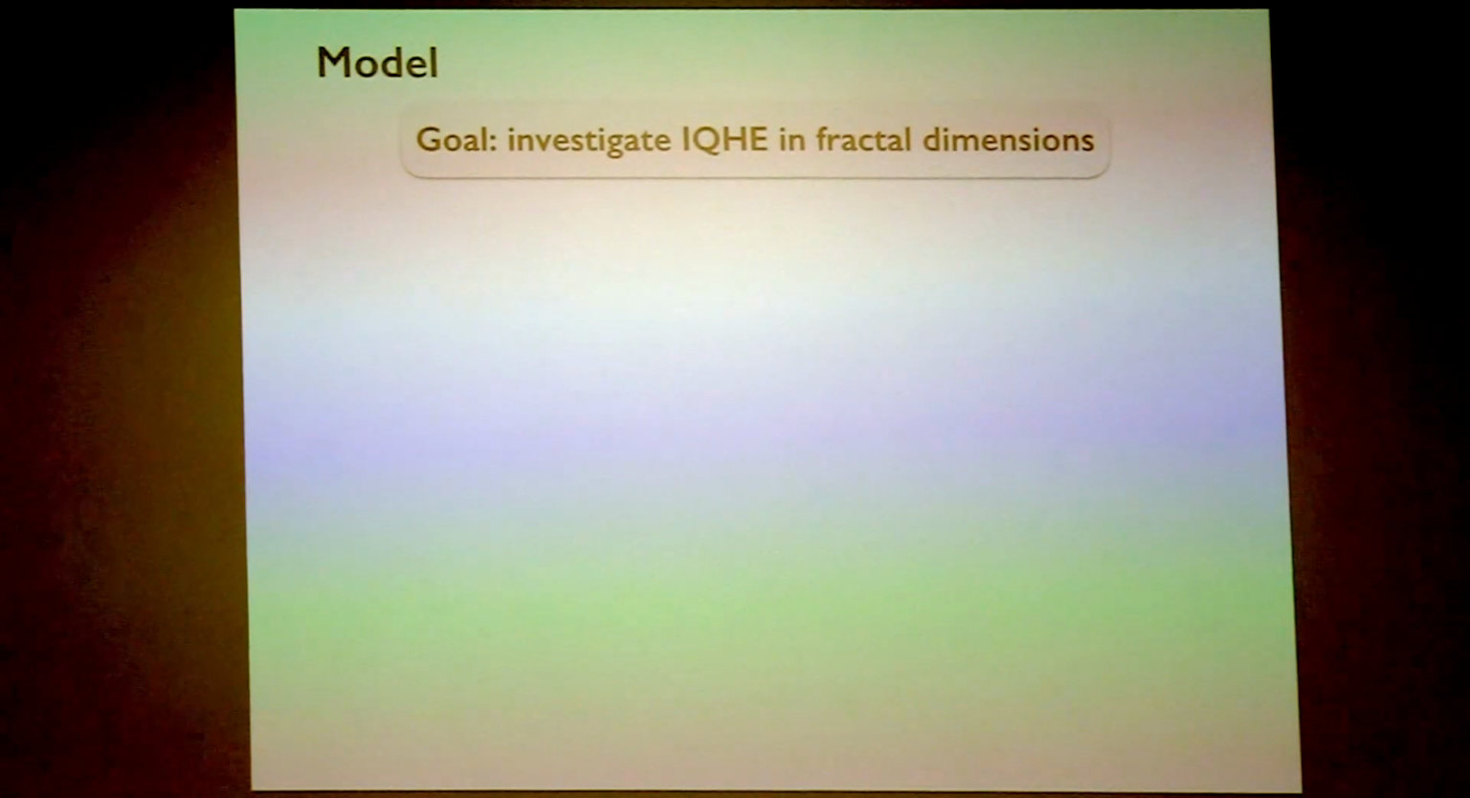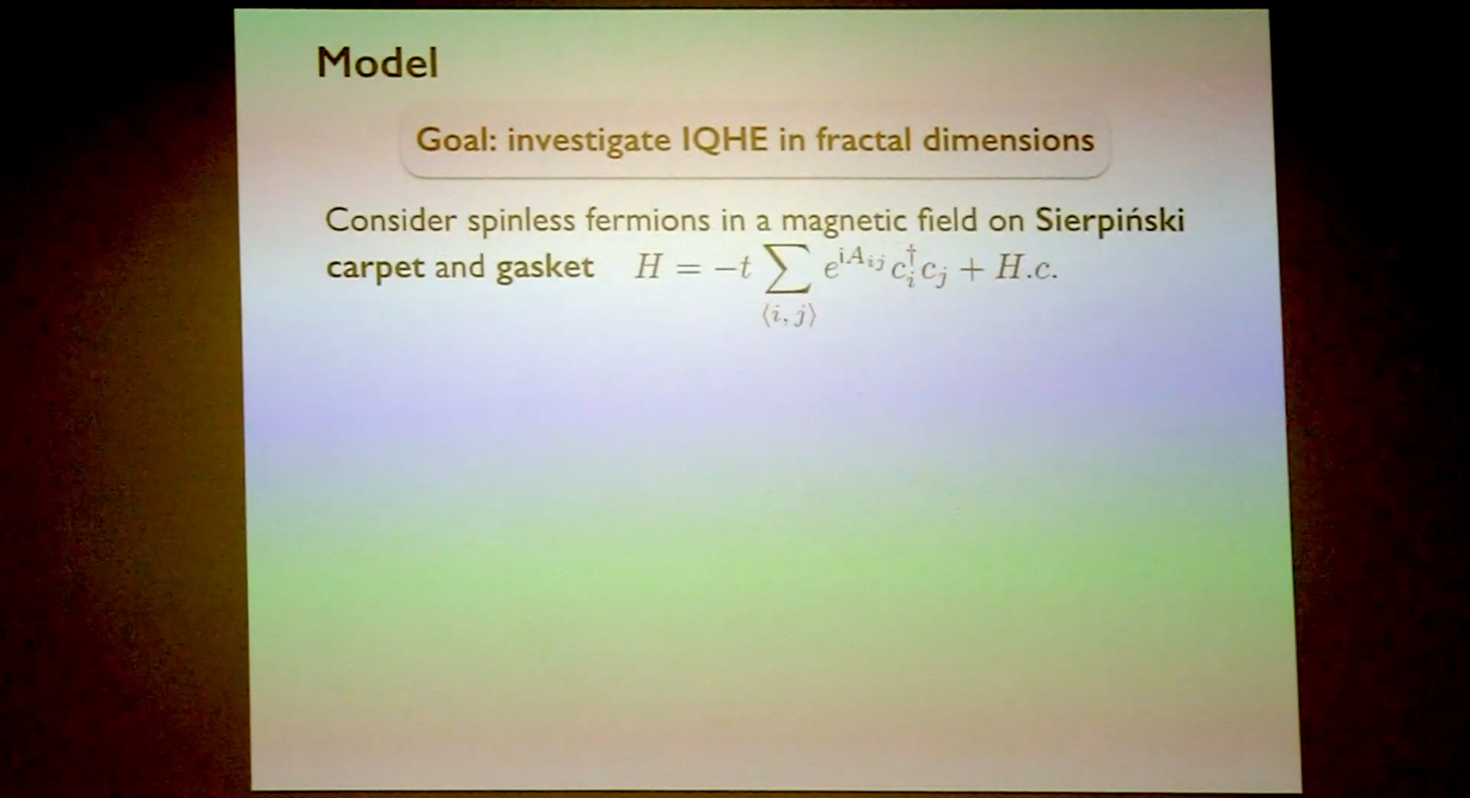Okay, so our main goal was to investigate the integer quantum Hall effect living in fractal dimensions. Why actually the integer quantum Hall effect? The reason is that this is a prototypical example of a topological phase. It also does not require any symmetries and is seen as the most robust example. So we are considering this very simple Hamiltonian with spinless fermions exposed to an external magnetic field. Here we have only nearest neighbor hoppings and the phase acquired due to the presence of the magnetic field.